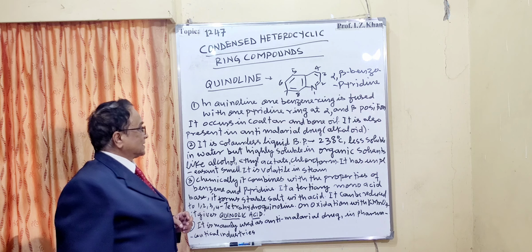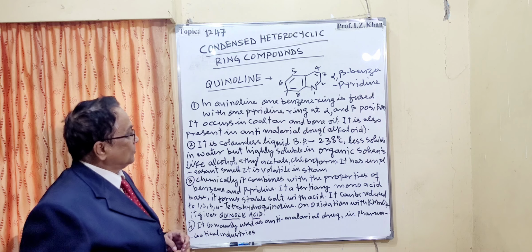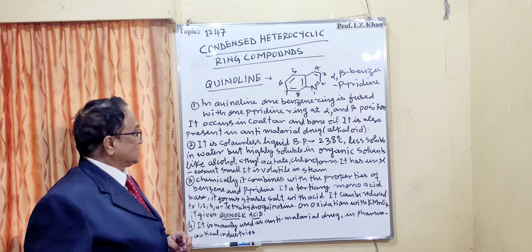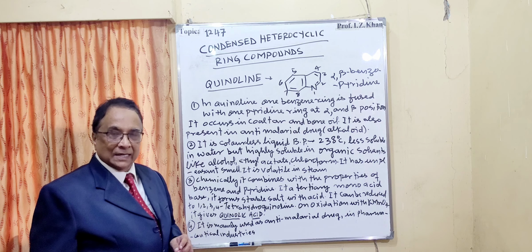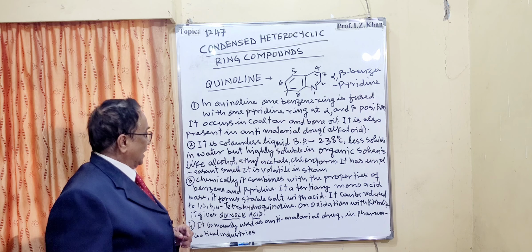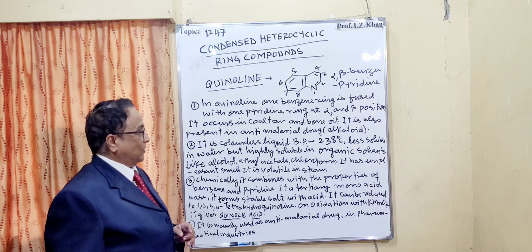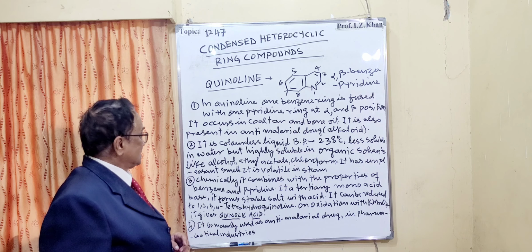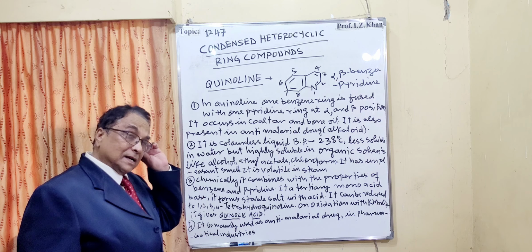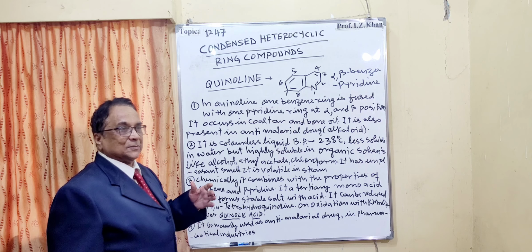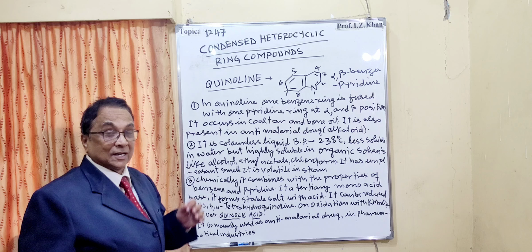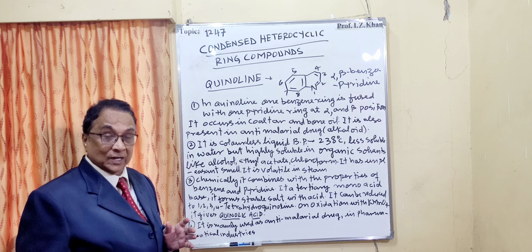And number two, it is a colorless liquid. Boiling point is 238 degrees Celsius, and it is less soluble in water but highly soluble in organic solvents like alcohol, ethyl acetate, chloroform, etc. It has an unpleasant smell; if you are exposed for some more time, you may get nausea or be very uncomfortable.